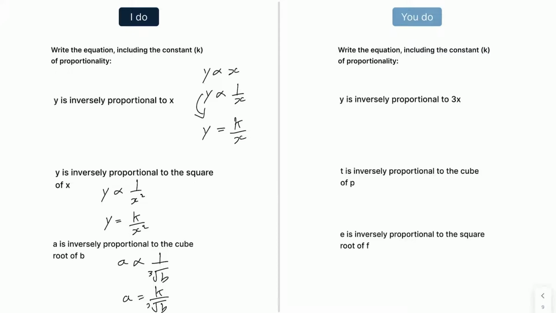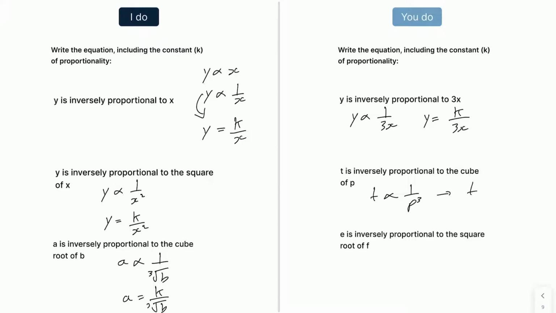Again, hopefully you've pressed pause and had a go at the examples on the right. So we're going to write y is inversely proportional to 3x. And that becomes y is equal to k over 3x. And then we have t is inversely proportional to the cube of p.